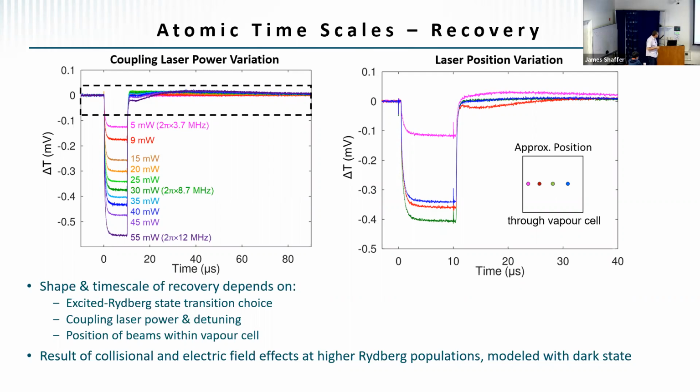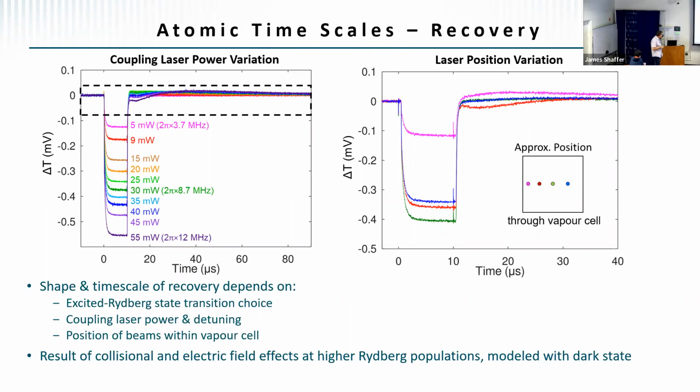Really the ratio between the detuning, the coupling laser power, and the probe laser power tells us how much population is in that Rydberg state. In ideal EIT, you'd have no population in the intermediate state, but you'd have some in the upper state. The ratio of all these optical parameters tells you what that is. You have some control over it.